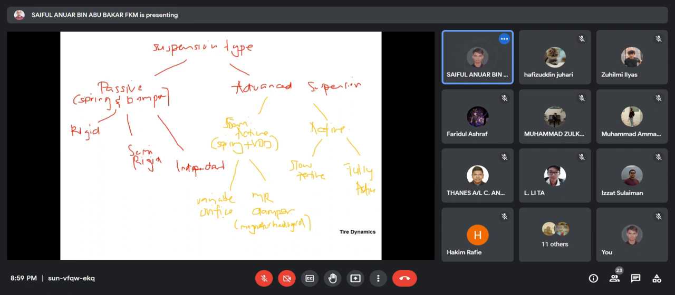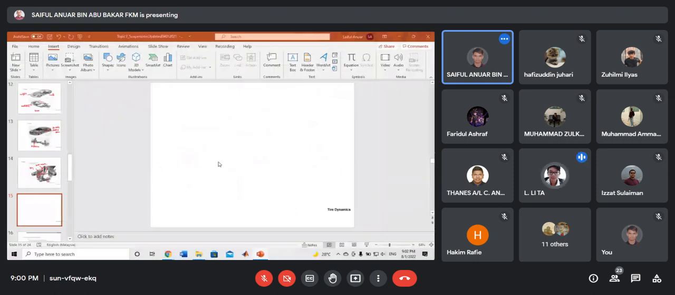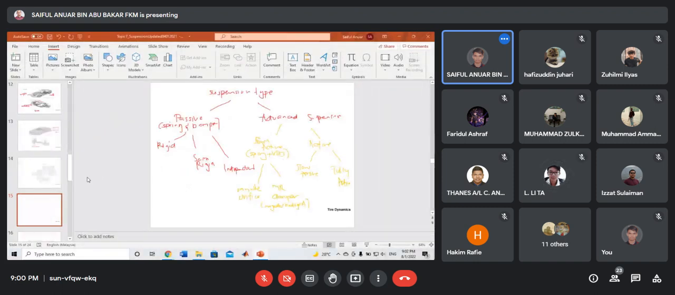Any questions regarding this suspension type, for both passive and advanced suspension systems? Any question? No, Doctor. Okay.